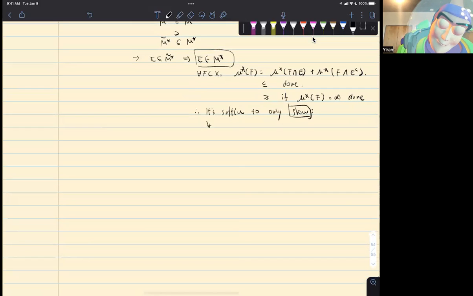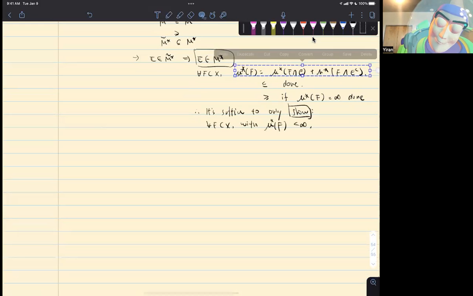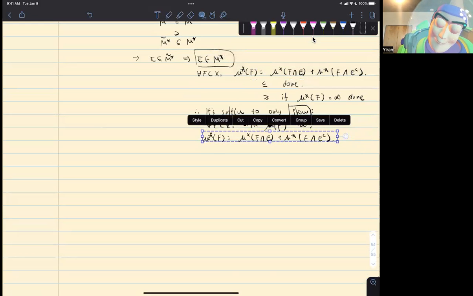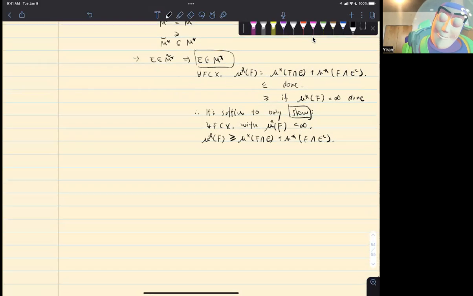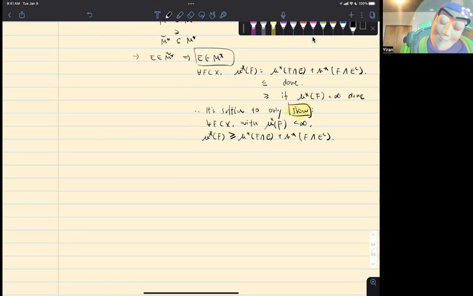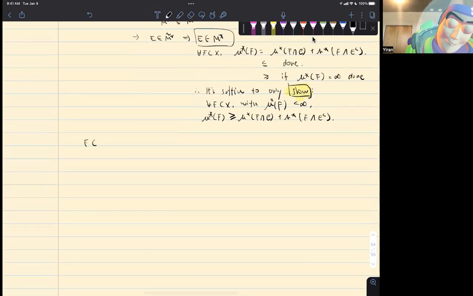Okay, for all F in X with mu star of F finite, we have the inequality. I'm going to change this to be larger or equal than. So this is our goal. Okay, so we have F, and F is a subset of X, and F may not be M star measurable.